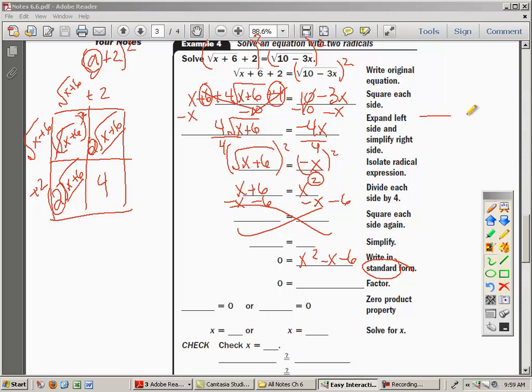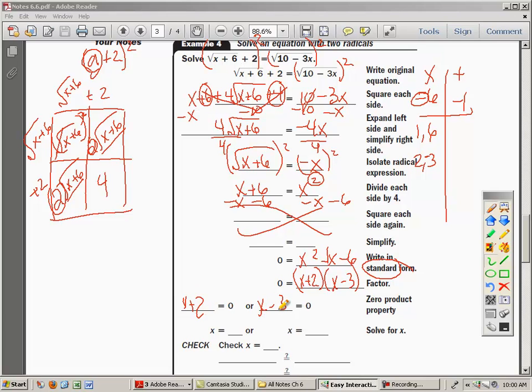Now conveniently, this does factor: any two numbers that multiply to negative 6 that add to negative 1. My two numbers that multiply to 6 are 1 and 6, and 2 and 3. To get negative, I need one of each. If I choose that pairing, 2 and negative 3, I'm going to be in good shape. So this is x plus 2 and x minus 3. So my solutions are x plus 2 equals 0 or x minus 3 equals 0. So my zeros are negative 2 and positive 3.